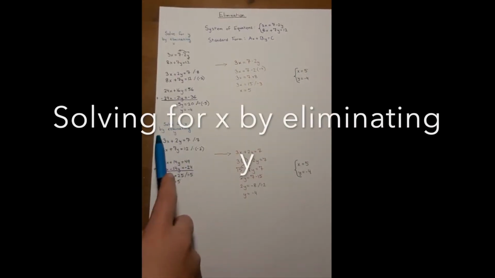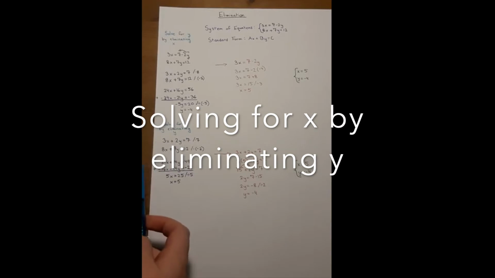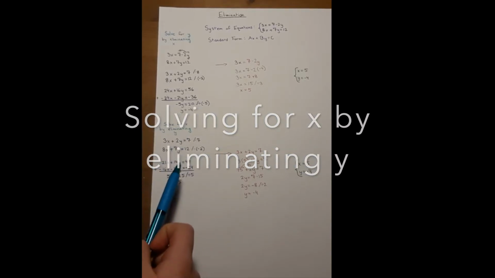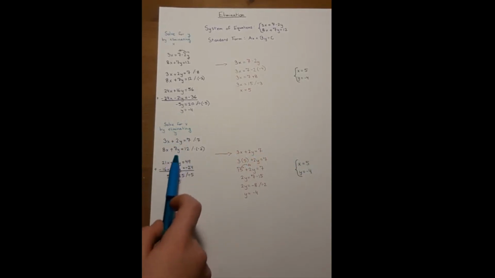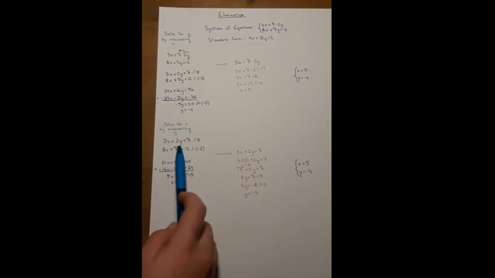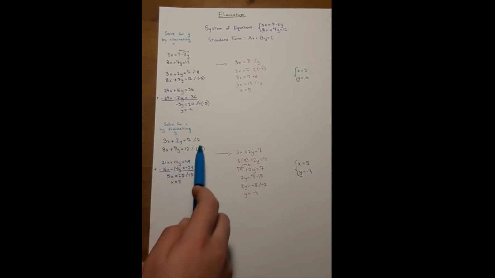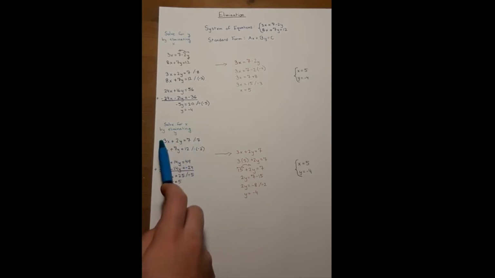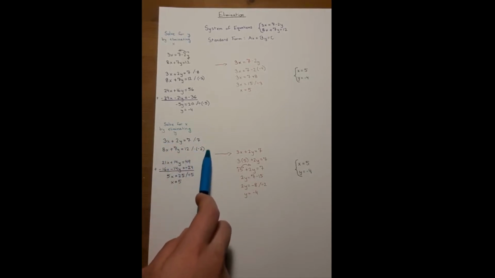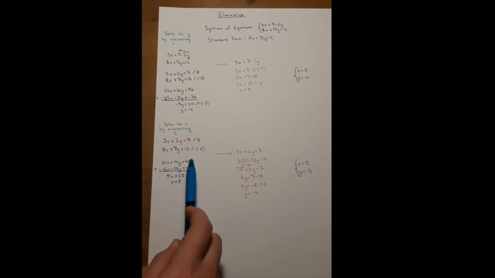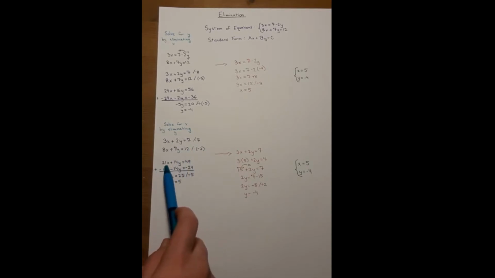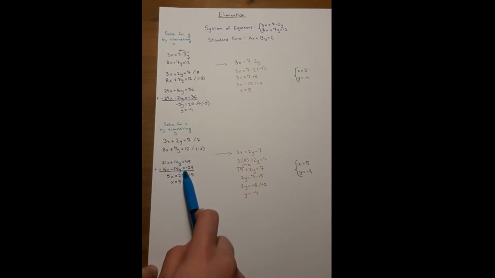To solve for x by eliminating y, we basically have to do the same thing as solving for y by eliminating x, but this time we have to get the y's in the same value. These two equations are already in standard form. To get y in the same value, we multiply the y's by each other's coefficient. So here we have times 7 for the first equation and times -2 for the second equation, so that they can cancel each other out. So here we have 21x plus 14y equals 49, and here we have -16x minus 14y equals -24.